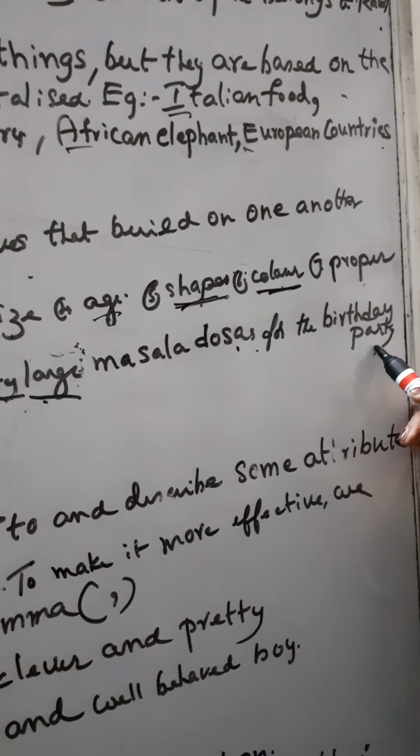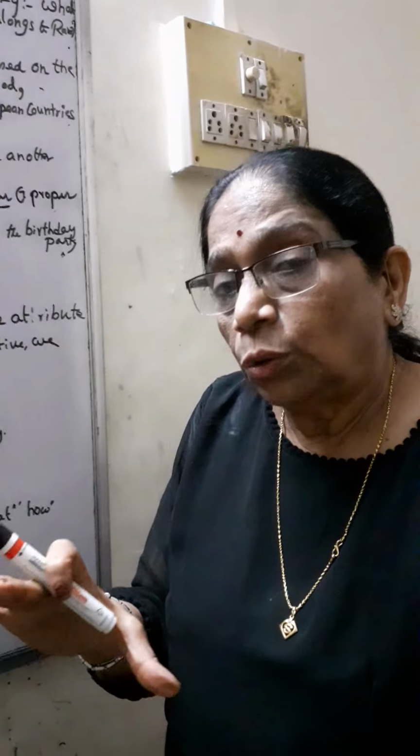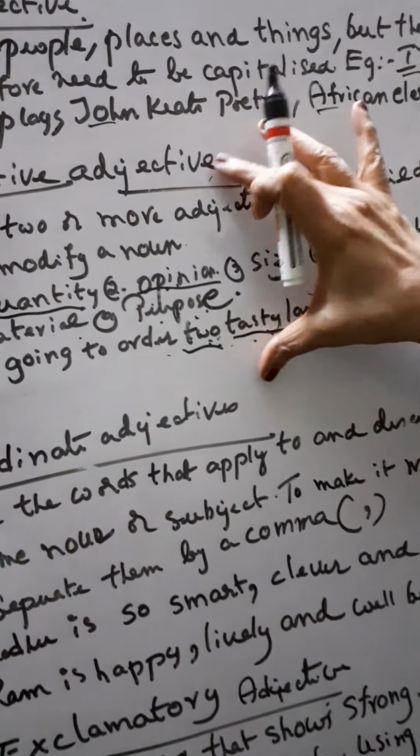Now these are also known as unit modifiers. They all work together as a unit, but they are not independent descriptions of the noun. They work together as a unit. Okay, I think you might have understood this concept.